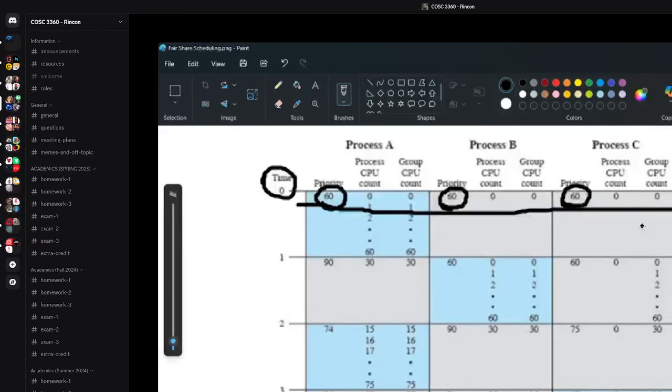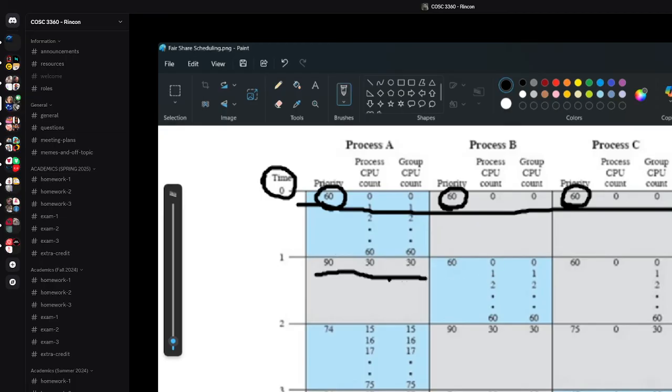It's just a fancy way of saying it. So which one is alphabetically first to run? Well, it'll be process A, right? Because A is in alphabetical order. Okay. So A is going to run 60 interrupts. It's going to run 60 interrupts for both the CPU counts, 60 times. And it's going to go on to time one.